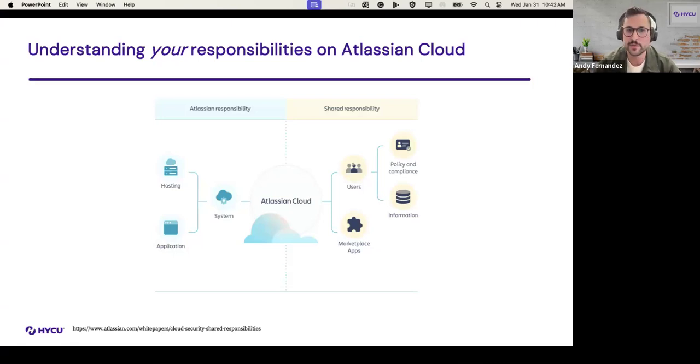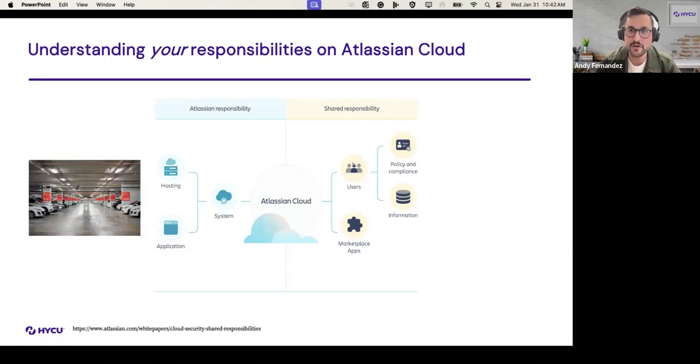And what you can see in the shared responsibility model here is Atlassian takes responsibility for the system level. Hey, we're going to keep this available for you. We want to make sure that you can access the service, but the customer, the user, the tenant, your organization, is responsible for the users, the policy, the compliance, and the information. This is a very, very important component.